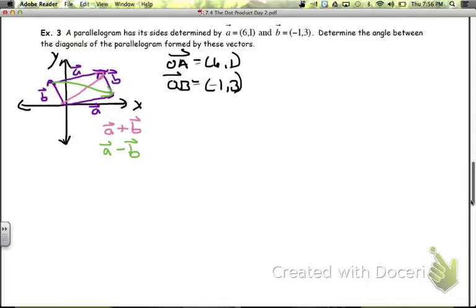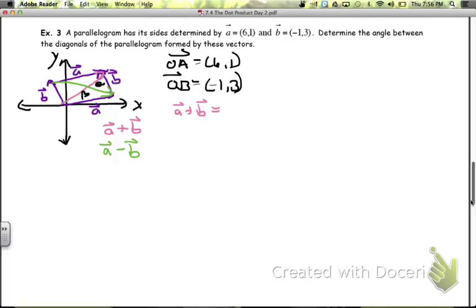Now, what we need to do here, since we're trying to find the angle measurement between A and B, is that it can either be our theta here, or it could be our beta here. So it could be two different angle measurements that we're talking about. However, first we need to find, well, what is A plus B?